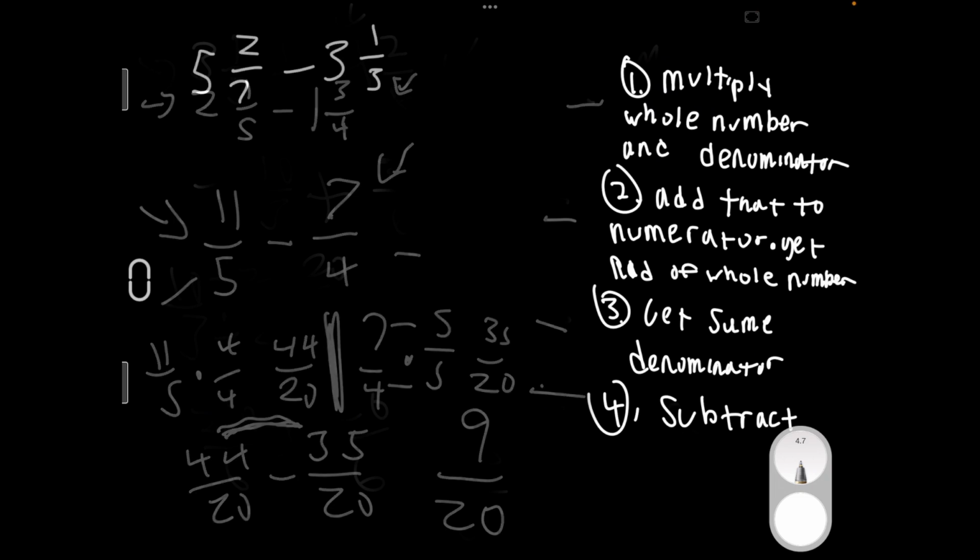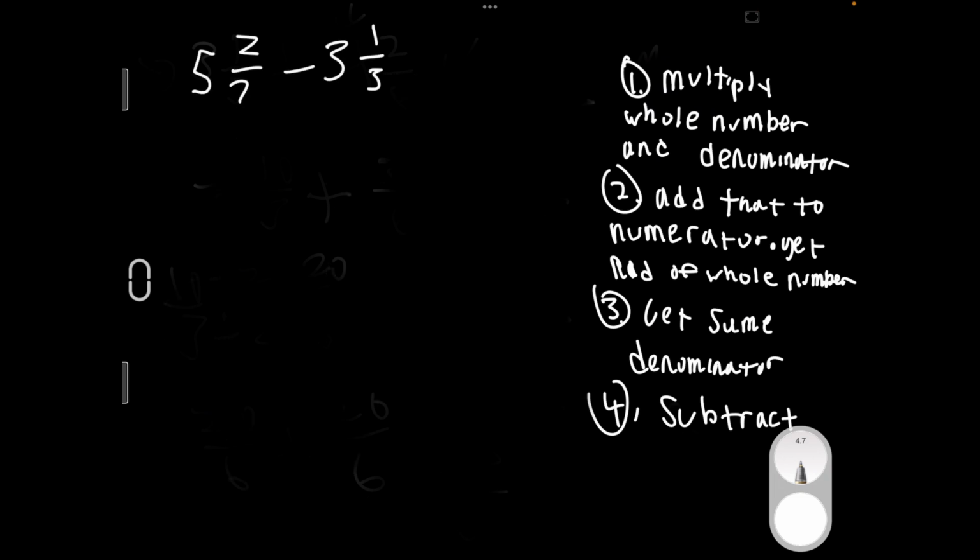We're going to do one more example. This is going to be our last example. First thing, you guys probably already know, we need to follow the first and second step. We need to change both of these mixed numbers into just pure fractions. So we multiply the whole number and the denominator. 5 times 7, that's going to be 35. Let's write that down right here. And we add that to the numerator, which is the top of the fraction. So 35 plus 2, that's going to be 37. So it will be 37 over 7.